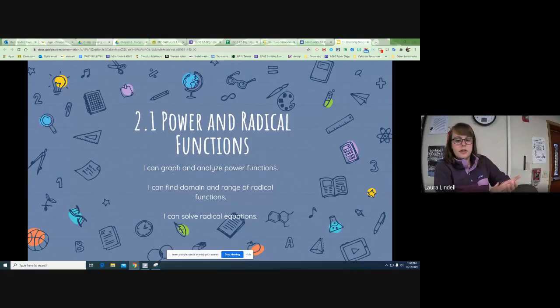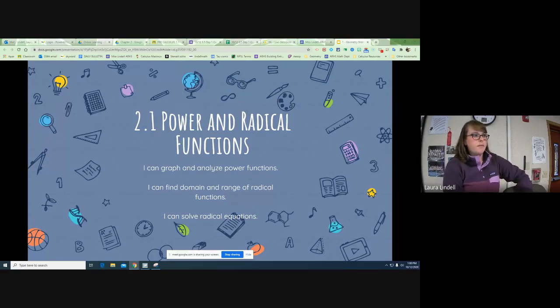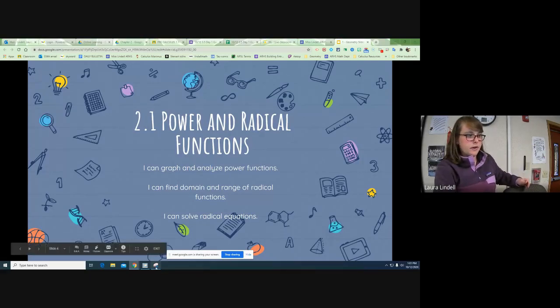Okay, so today's new topic comes to us from 2.1 in the book, Power and Radical Functions. We want to be able to graph and analyze power functions, which is not all that different than what we've been doing with function analysis so far. We also want to be able to find domain and range for radical functions and solve radical equations. And radical, remember, just means things like square roots, cube roots, all of the roots that become functions are considered radical functions. Okay, so go ahead and grab whatever you're using to take notes, and let's get started.